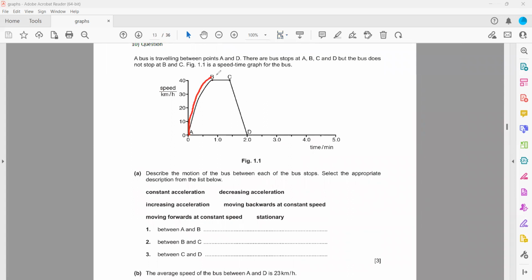In a speed-time graph, the slope represents the acceleration. What happened to the acceleration? Is it increasing, decreasing, or constant? Decreasing, because the slope is decreasing. So if the slope is decreasing, the acceleration is decreasing. So that is the first part. Then from B to C, its speed is not changing, moving forward at a constant speed. From C to D, the speed is decreasing and it has a constant deceleration.